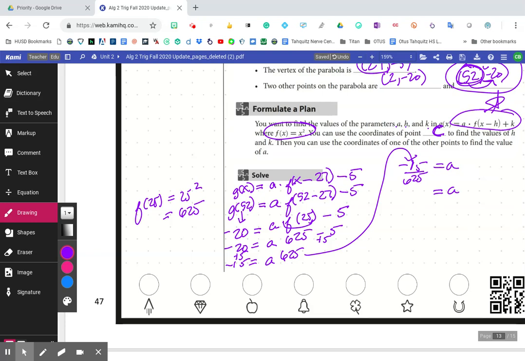Now, I know that 5 goes into both of those. 5 goes into 15 3 times and into 625 125 times. Okay? So basically what that means is I know that my function now is g of x equals negative 3 over 25 f of x minus 27 minus 5.